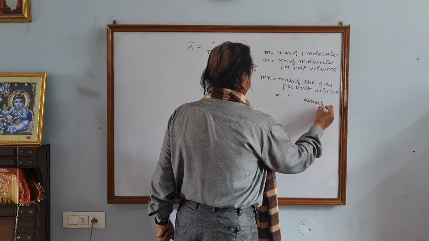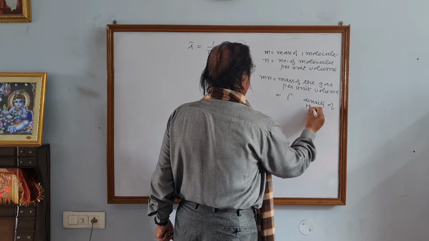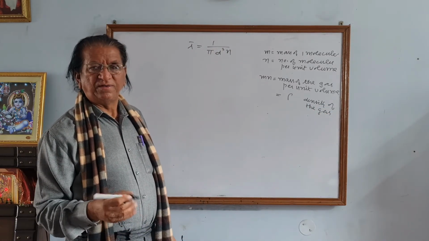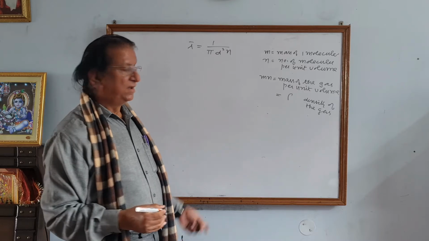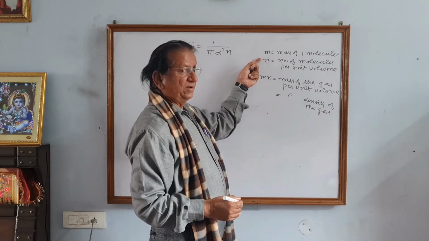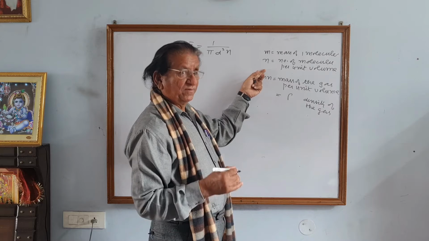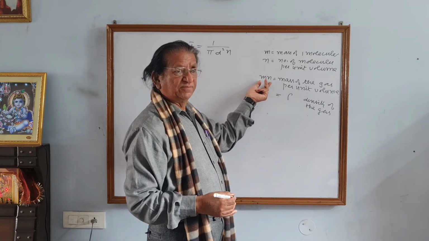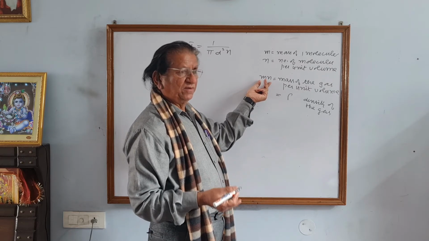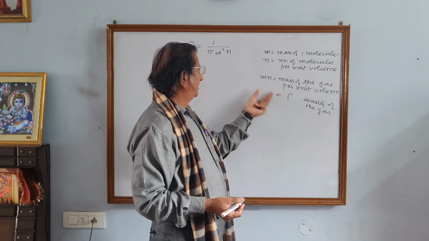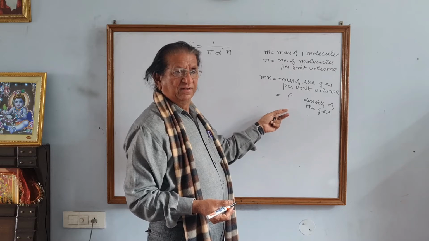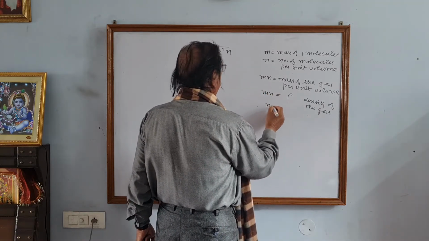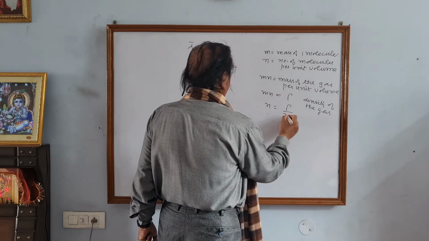Mass per unit volume is density. This is the density of the gas. So I have taken m as the mass of one molecule and n is the number of molecules per unit volume. And when you multiply these two, it will give you the mass of the gas per unit volume, and mass per unit volume is the density. So m into n is rho. Get the value of n: rho by m.